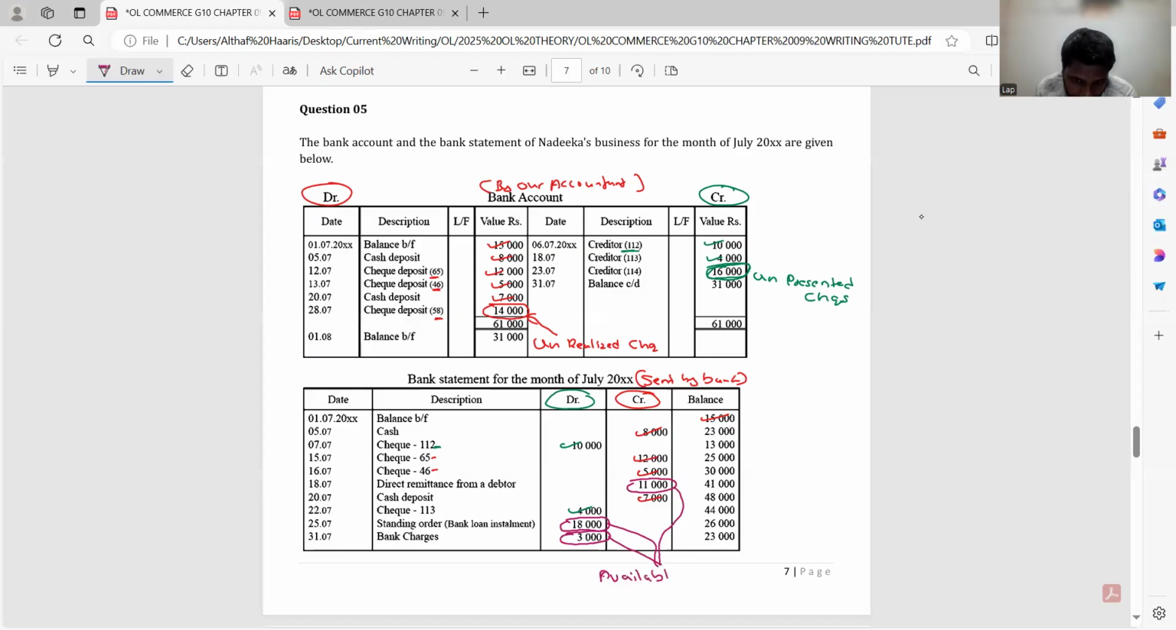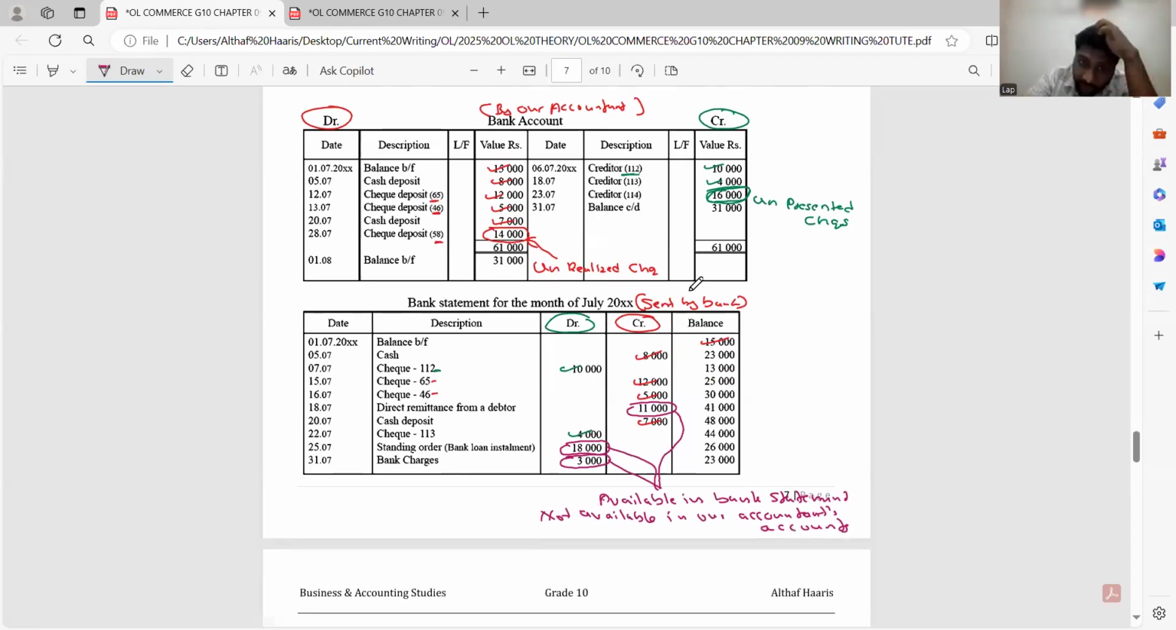Available in bank statement, not available in our accountant's accounts. Available in bank statement, but not available in our accountant's accounts. තුනක් තියෙනවා.